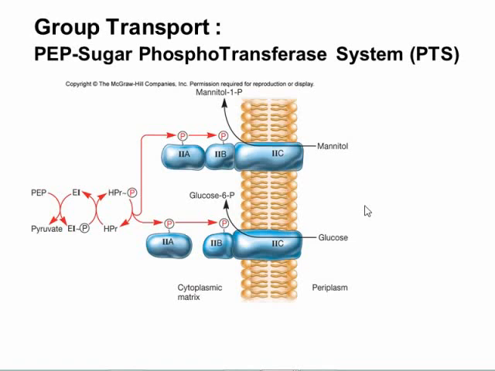Group transport. Now this is the one we like to spend a lot of time on because it's just so clever. Me and Mr. Secagnon, we love it. We love group transport. Okay, so what is happening here? Now let me see if I can try and explain this in a sensible way.